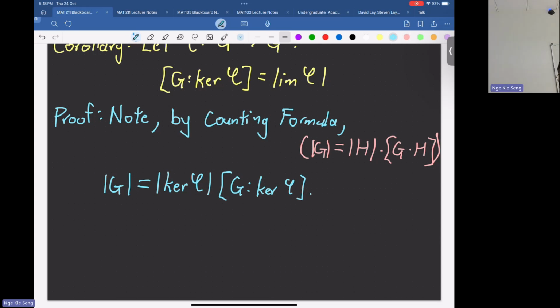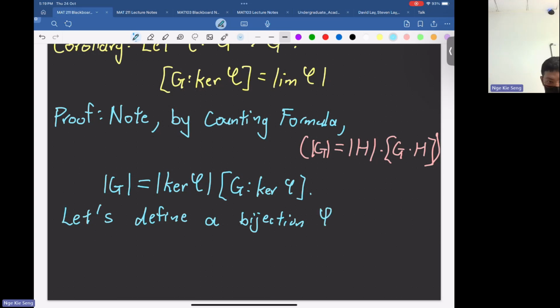Like what I said last time, you want to show that two numbers are the same. What are the two numbers here? One is the set of left cosets, the other is the set of images. So you need to build a bijection between the two sets. Okay, so let's define a bijection psi. Psi goes from where to where?